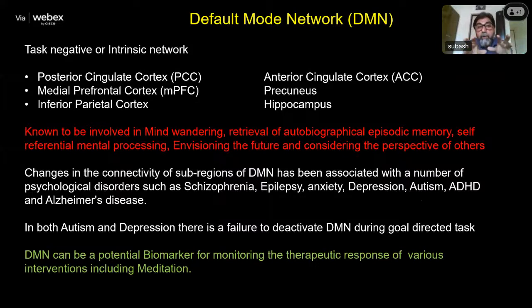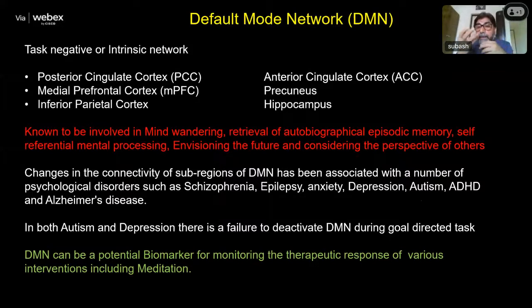Default mode network is called a task-negative or intrinsic network. That means if you ask a person to do any task, the default mode network shuts down. Because now you have to do a goal-oriented task, you can no longer do random thinking, since your brain gets engaged in that particular task. So default mode network is the only network which is task negative. That means it gets deactivated when a person is doing any task-specific job. It is known to be involved in mind wandering, when our mind is going here and there, and in retrieval of autobiographical episodic memory.